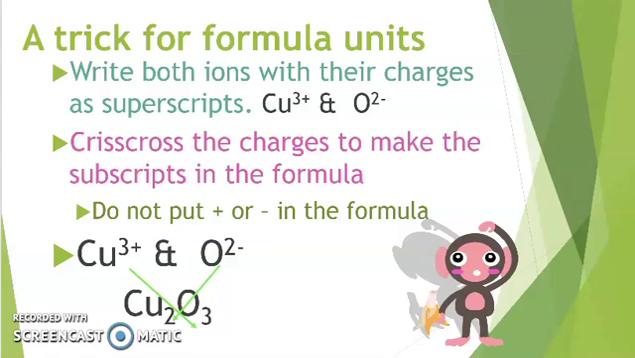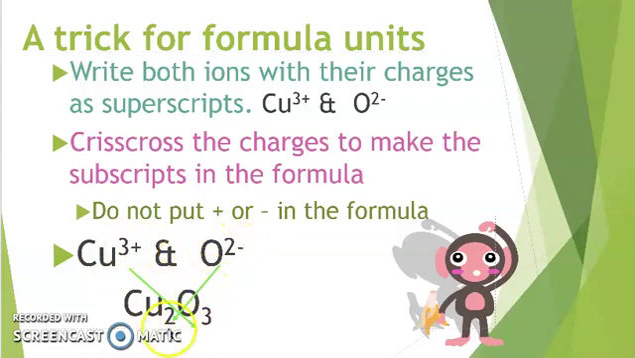A trick for when you're writing formula units: write both ions with their charges as superscripts. So Cu is a +3 and O is a -2 in this example. And then what you can do is crisscross the charges down, and that's a faster way to figure out what your subscripts are. But you have to take off the plus and minus in the formula. So in this case, I have Cu +3 and O -2.